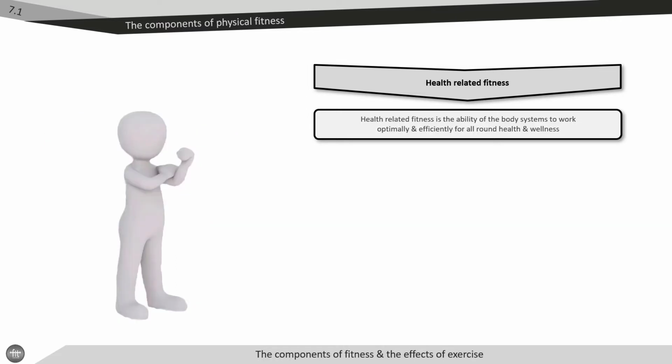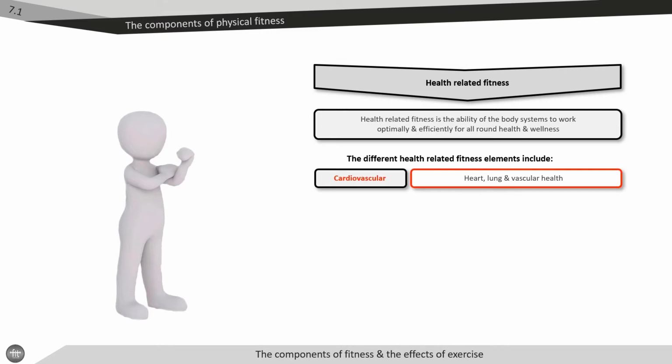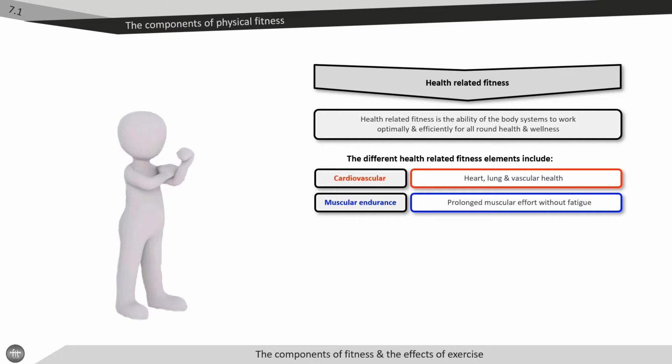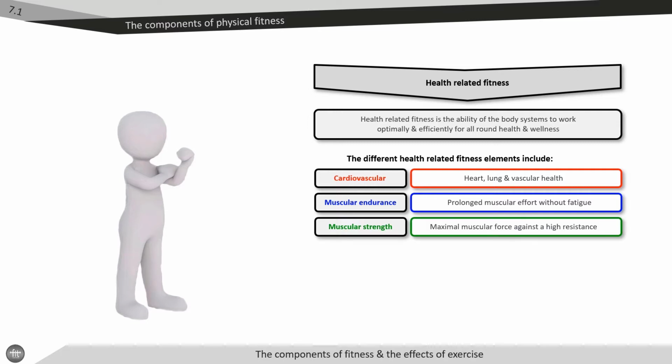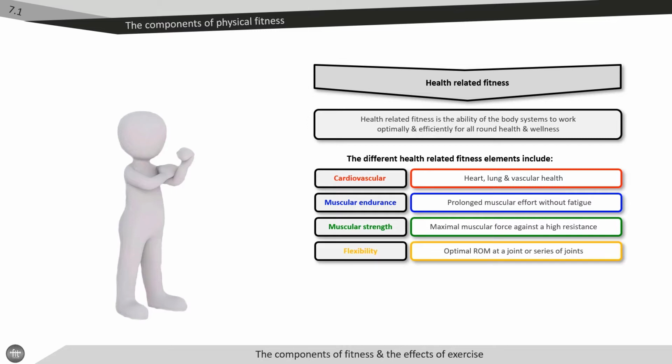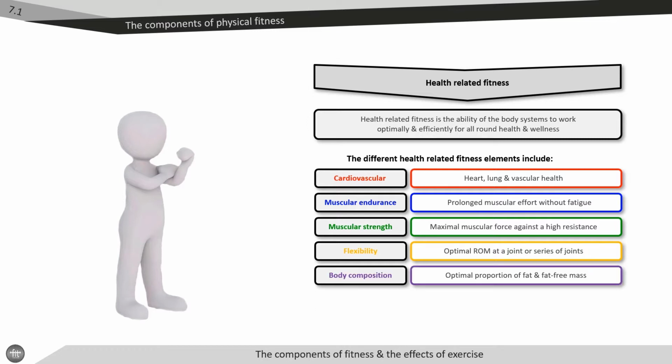Health-related fitness is the ability of the body's systems to work optimally and efficiently for all-round health and wellness. The different health-related fitness elements include cardiovascular fitness, which is the optimal functioning of the heart, lungs, and vascular system. Muscular endurance, which is prolonged muscular effort without fatigue. Muscular strength, which is maximal muscular force against a high resistance. Flexibility, which is an optimal range of movement at a joint or series of joints. And finally, body composition, which is an optimal proportion of both fat and fat-free mass.